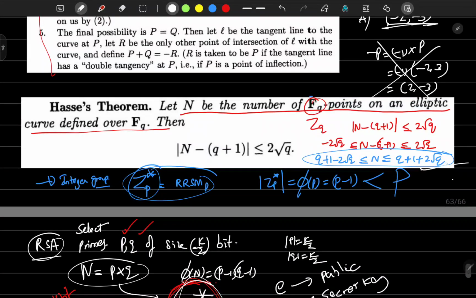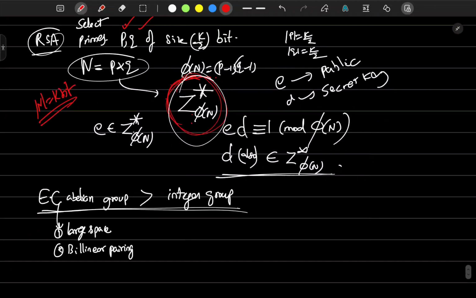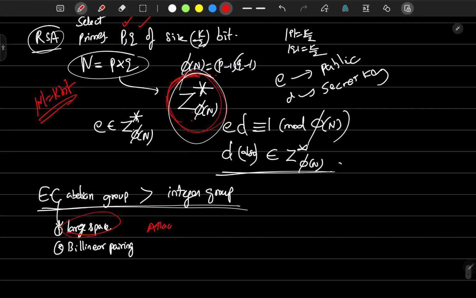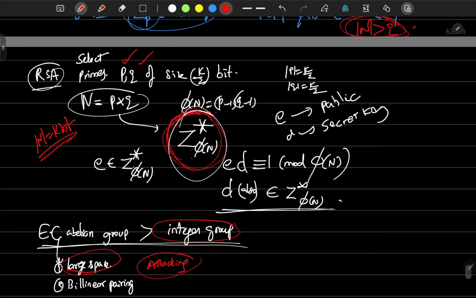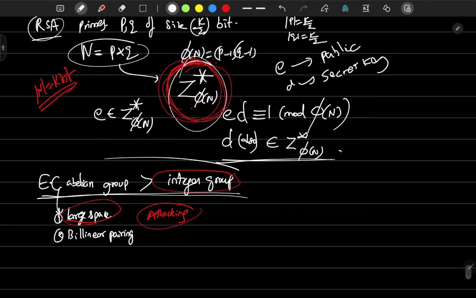Okay, after this, if you calculate the number of points, it is greater than q, right? Because these points are increased, there will be more points, a larger space. Because of that, from the perspective of attacking, the attacker has to consider several possibilities. So that's why we will mostly prefer this abelian group compared to the integer group. Integer group means this normal one. Understood? That's what I want to convey.